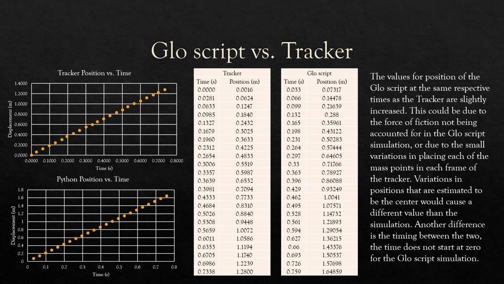GlowScript versus Tracker. To the very left of the screen, you can see the Tracker position versus time graph and the Python GlowScript position versus time graph. In the middle are the tables with those data, and the values for position of the GlowScript at the same respective times as the Tracker are slightly increased. This could be due to the force of friction not being accounted for in the GlowScript simulation, or due to small variations in placing each of the mass points in each frame of the Tracker. Variations in positions that are estimated to be the center would cause a different value than the simulation. Another difference is the timing between the two. The time does not start at 0 for the GlowScript simulation.